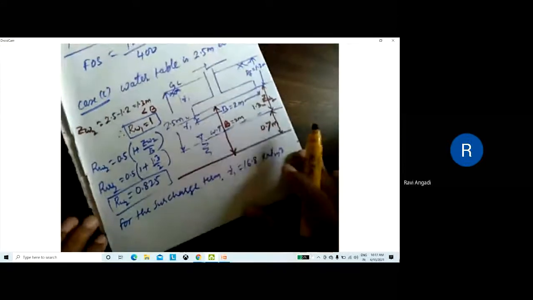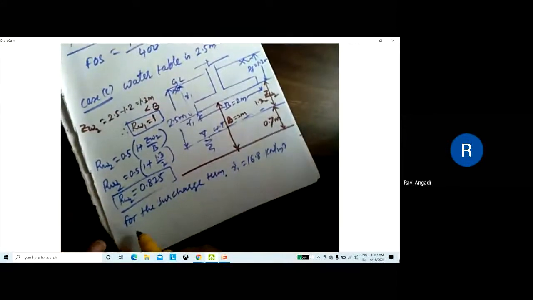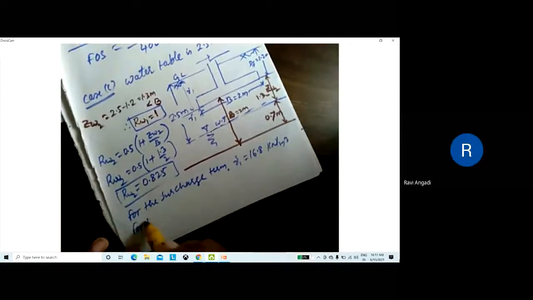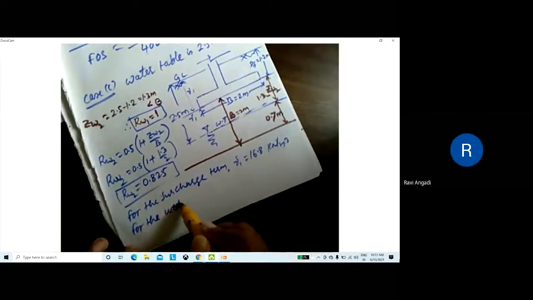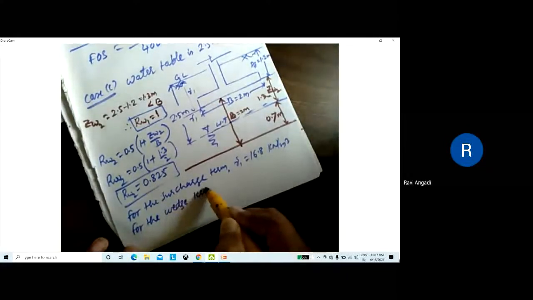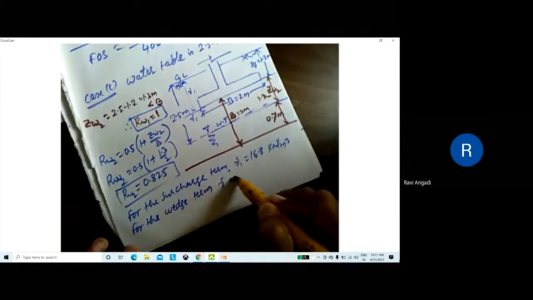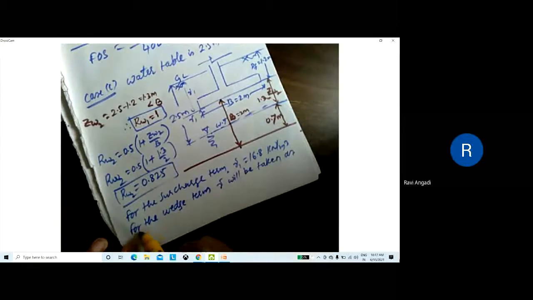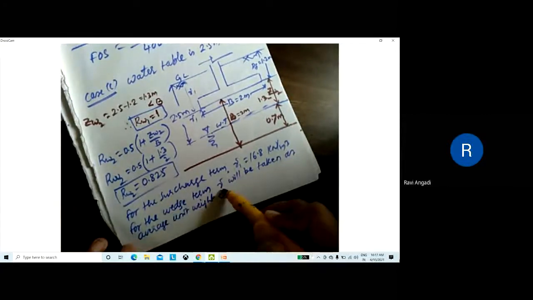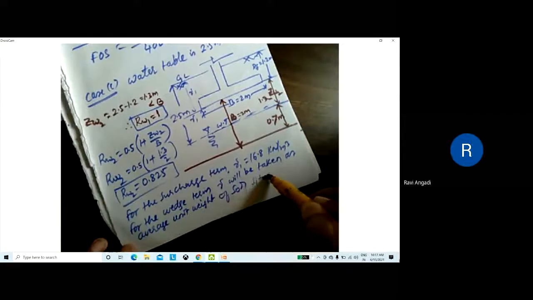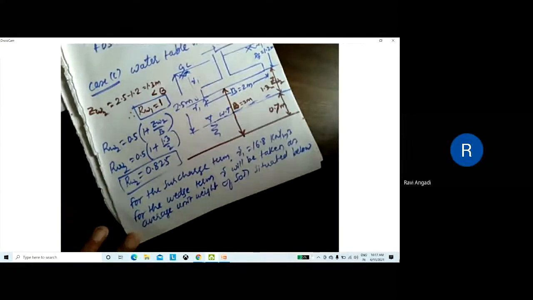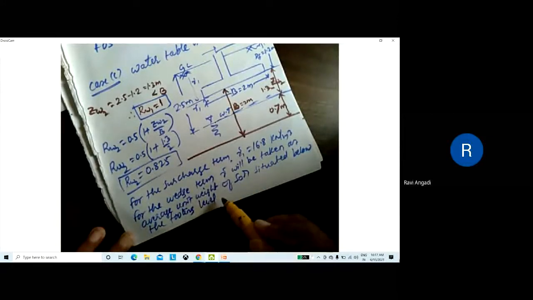Wet. So for the wedge term, gamma will be taken as the average unit weight of soil situated below the footing level. Okay, write on this one.